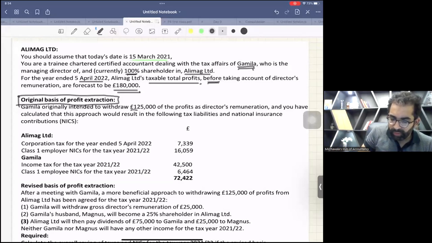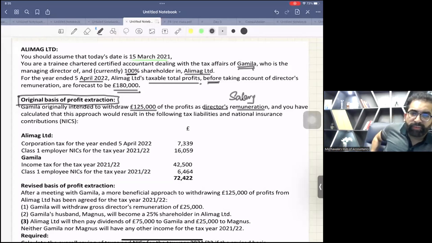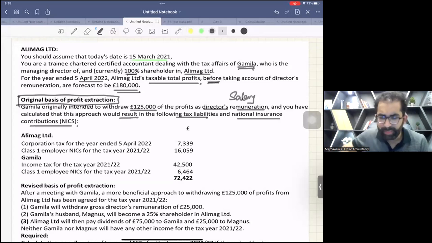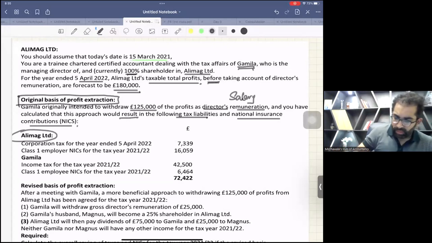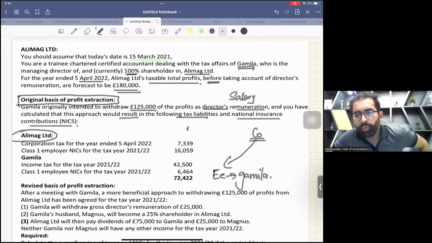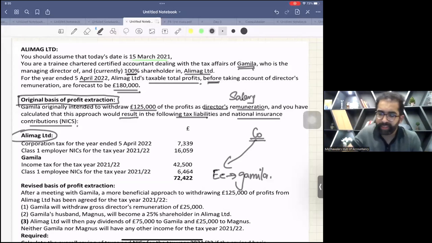Gamila originally intended to withdraw 125,000 of the profits as director's remuneration, meaning salary. Okay. And you have calculated that this approach would result in the following tax liabilities and national insurance contributions. Now, these are ready-made things. You don't need to verify them. Okay. Now, listen, this is the company which is Ali Mag Limited, and this lady is the employee. Director means employee. Gamila is the employee. So now, first of all, go for the company. Obviously, the company is paying salary, so it's an allowed expense, but still the company has more profits. So the company has to pay corporation tax. So this is the corporation tax paid by the company, 7339.